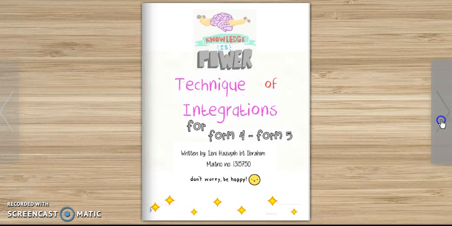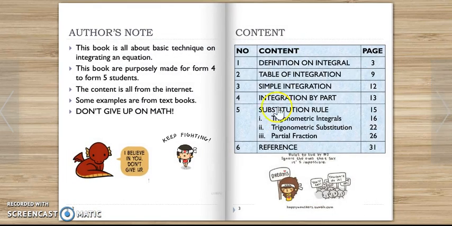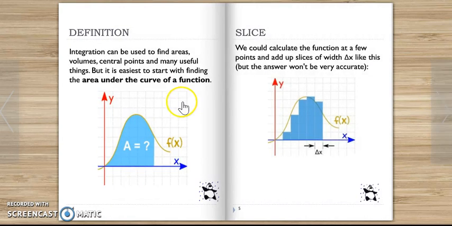So, let's start. Now this is the content. We're going to learn about the definition of integral, table of integration, simple integration, integration by parts, and substitution rule, and that's all. This is the definition: integration can be used to find areas, volumes, center points, and many useful things. But it is easiest to start with finding the area under the curve of a function.